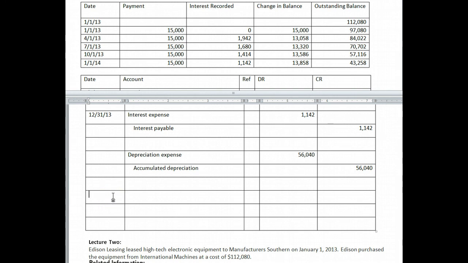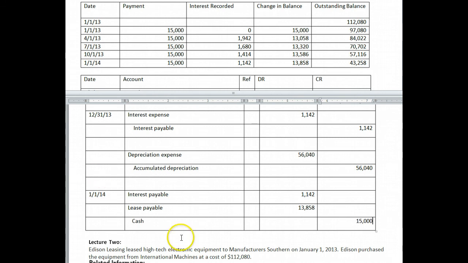Now, there are some times when we have to include residual value, and that'll come in later lectures when we talk about unguaranteed versus guaranteed residual. But at any rate, we must depreciate the asset. So that brings us to January 1st, 2014, when we physically make that payment. Now, keep in mind we've already accrued the interest expense as of last night, so we just need to go in and hit interest payable for the $1,142. Then we need to reduce the lease payable by the amount that's shown there, $13,858, and then the last thing would be the cash payment of $15,000.